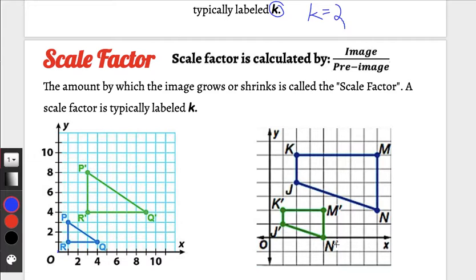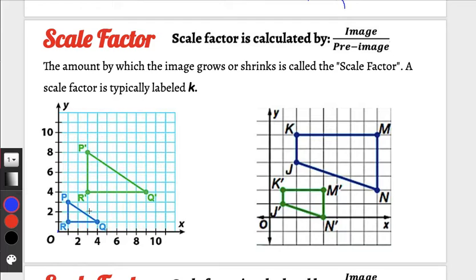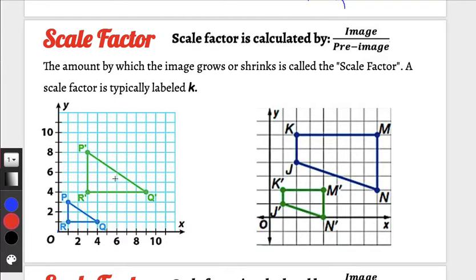Okay, so now let's check the picture on the left. As you can see, we have two triangles here. The blue one is PRQ, and the green one is P prime, R prime, Q prime. As we mentioned, the most important thing, the first thing, is to figure out which one is the pre-image and which one is the image. As we mentioned before, on the before one, we just use the original letter to label this, and after transformation, we use prime.